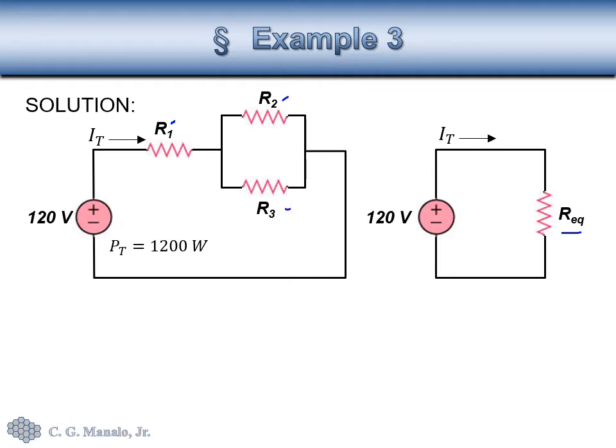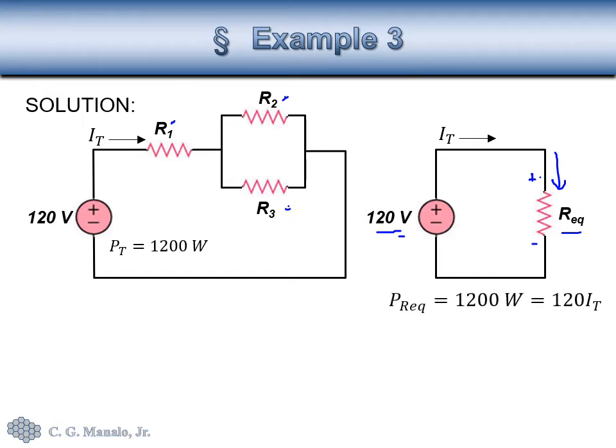Well, we cannot compute that equivalent resistance because we don't have the values of the resistances yet. We simply assume that the 120 volts is connected to an equivalent resistance. Now, take note that this equivalent resistance is directly connected to the source, so that makes the voltage across the equivalent resistance equal to 120 as well, and the current that is coming out of the source is also the current that flows through this equivalent resistance.